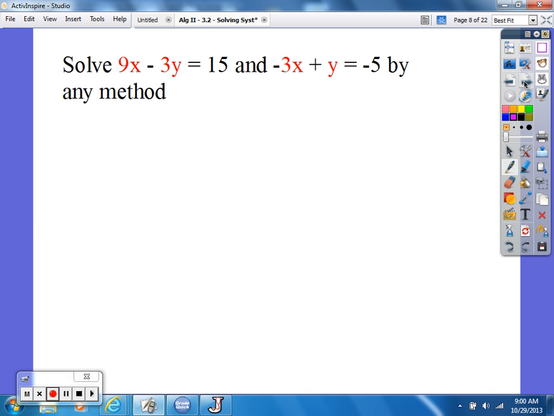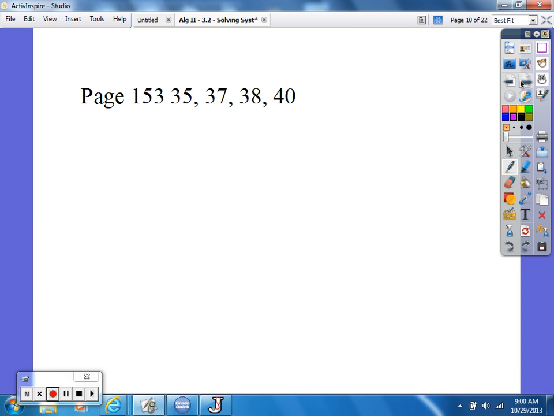And tonight's essential work is only 4 problems. Not because they're hard, but because you're going to solve them and check them. If you skip the check, it is an NC in the grade book. It means no credit. So show the check on all 4 of them. I'm only giving you 4 problems.